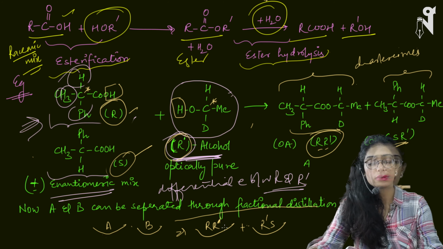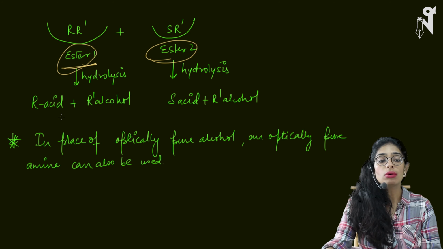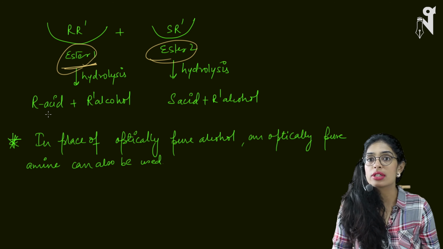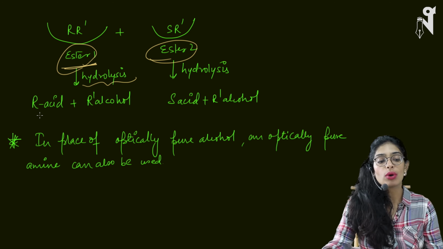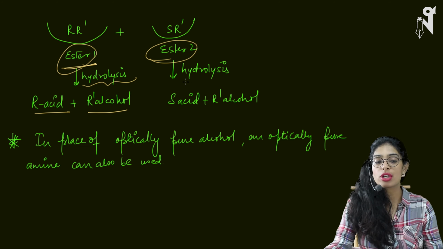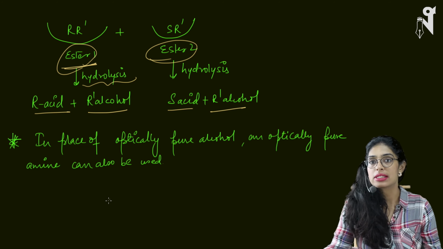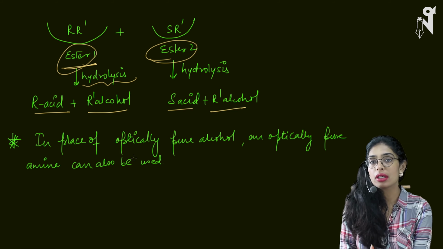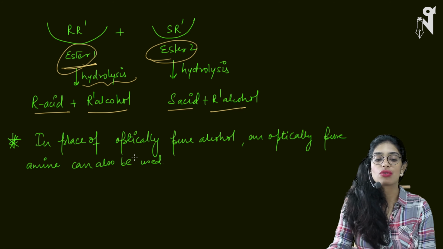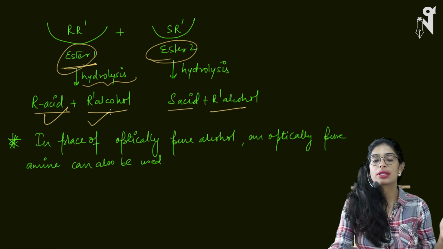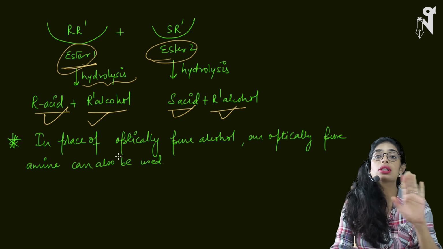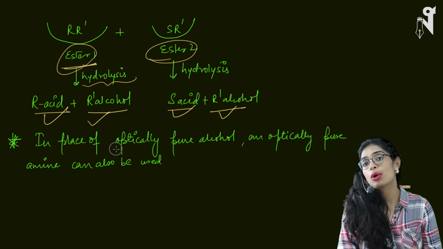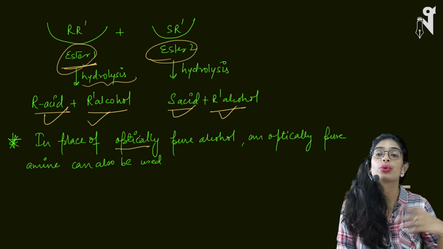So what will we do next? This is what exactly I have got. Now these esters have been separated properly. These were diastereomers, and could be separated through fractional distillation. And now I'll do hydrolysis. Won't I get back my R acid and R dash alcohol, S acid and R dash alcohol? Yes. Now in the mixture I will have separated acid and alcohol. Now again I can use some physical method to separate these acids and alcohols from each other, and I will get my R acid separated and S acid separated. So this whole process is called optical resolution. It is mandatory to use an optically pure reagent to do the optical resolution.